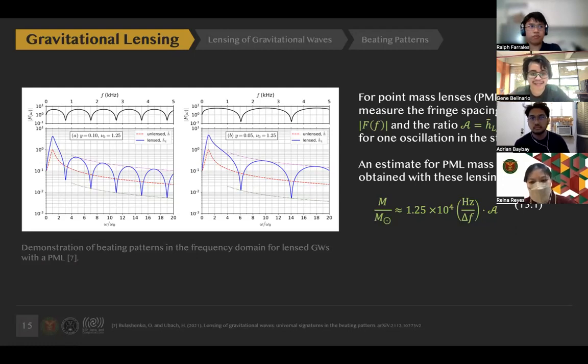However, for gravitational waves, wala siyang optical signature, kasi we can't see GWs with our naked eye. So we can only estimate their position, pero wala siyang optical signature. So hindi natin makita yung light niya kasi hindi siya light. And yeah, so I think that's one of the main differences.